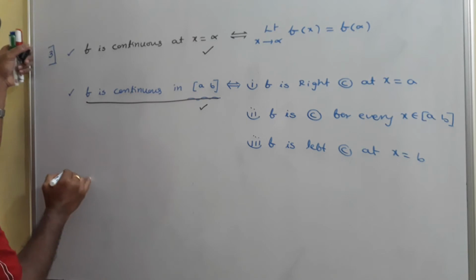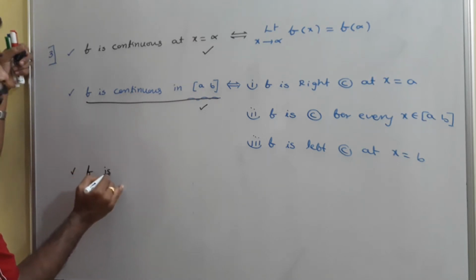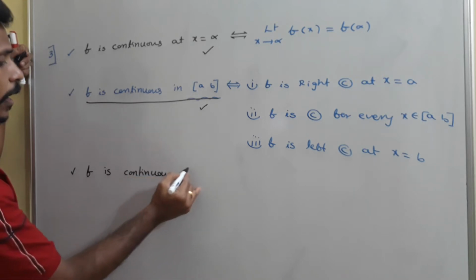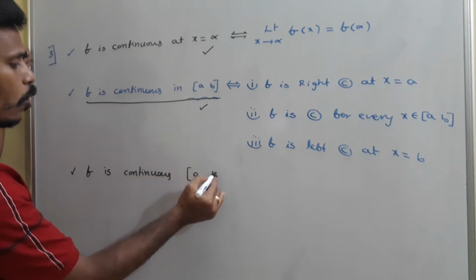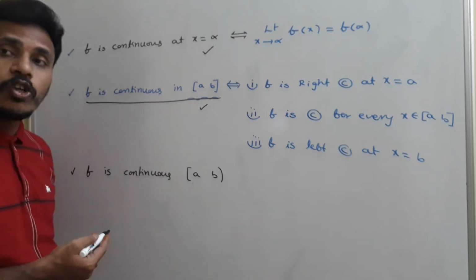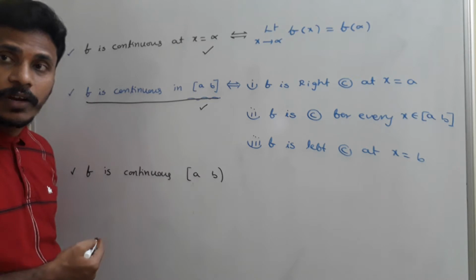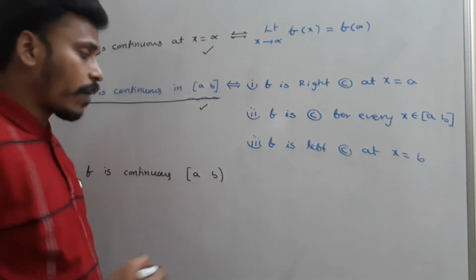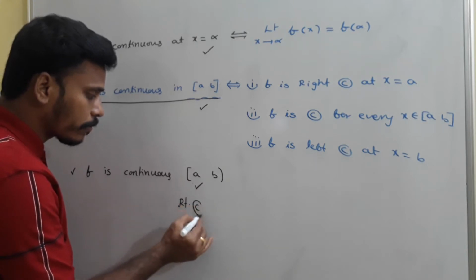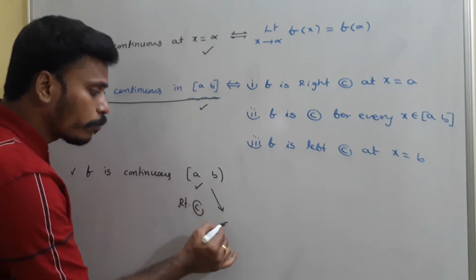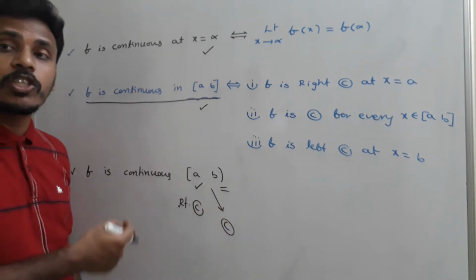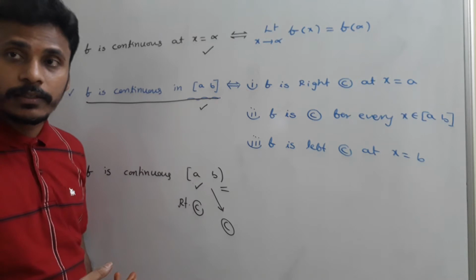Whereas suppose f is continuous in the closed interval a to open interval b, then what do you say? Since f is continuous in the closed interval a to open interval b, then at a it should be right continuous. In between ab it should be continuous. At b, no need to check because the point b is not included in the interval, right?